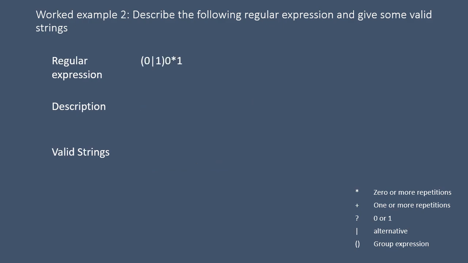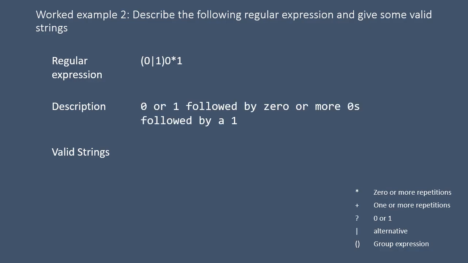In the second example here, we have this regular expression. We have an alternate there. You can see that we have a group expression. We have again the star to indicate 0 or more repetitions of the preceding character. The description of this would be that we have 0 or 1 followed by 0 or more zeros followed by a 1. So this would always have to end with a 1. So again, some valid strings here. And again, this is an infinite series.